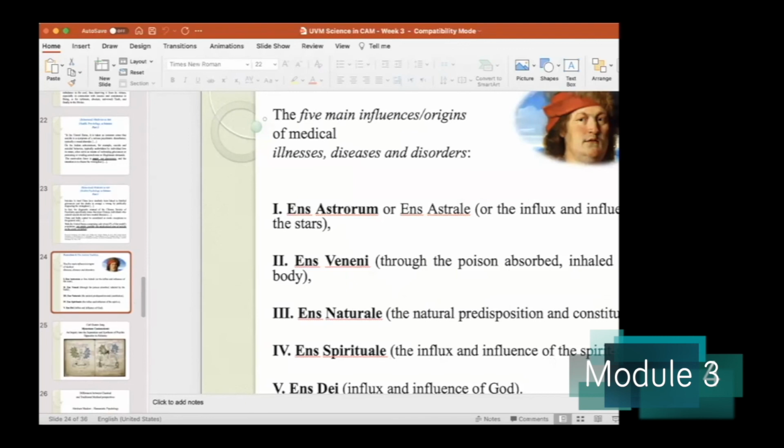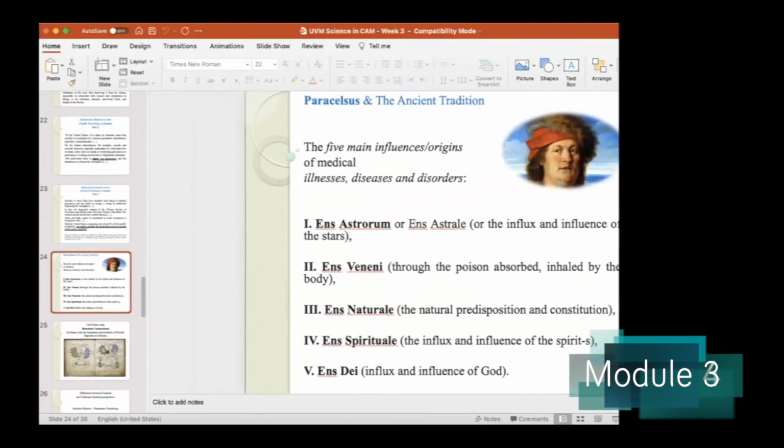This person here is Paracelsus. And Paracelsus, if you remember, is one of the last alchemists and one of the first chemists, 1400s German Renaissance. And he uses the ancient medical tradition to discuss the origins of diseases. So similar to what the Bradford Hill criteria do in medical sciences, he uses 5 points to determine how we get sick. Okay, so the 5 main influences or origins of medical illnesses, diseases, and disorders.